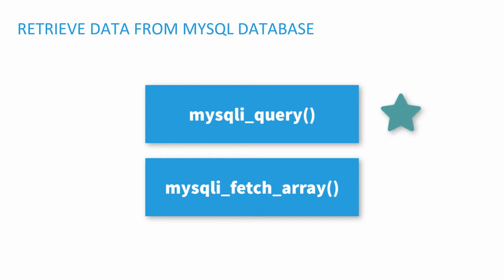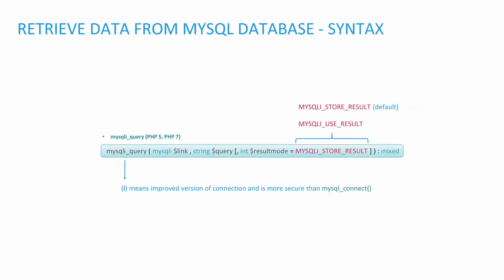mysqli_query performs or executes the query on the given database, and the mysqli_fetch_array function is used to fetch a row as an associative array, a numeric array, or both from the result set. The mysqli_query function takes 3 parameters: the connection, the query string, and the result mode. The result mode is an optional argument, and its default is the constant MYSQLI_STORE_RESULT, and you can use MYSQLI_USE_RESULT if you have to retrieve a large amount of data.